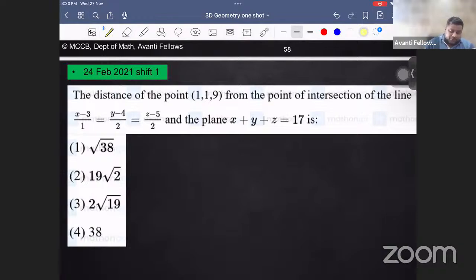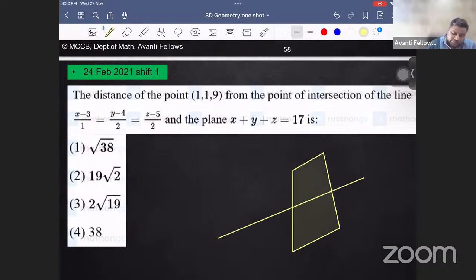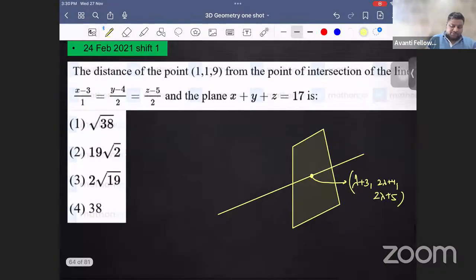See, first of all, what you have to do, say this is the plane and say this is the line. Now this plane and line are intersecting somewhere here. So let this point on the line be lambda plus 3, 2 lambda plus 4, 2 lambda plus 5. Yes or no?